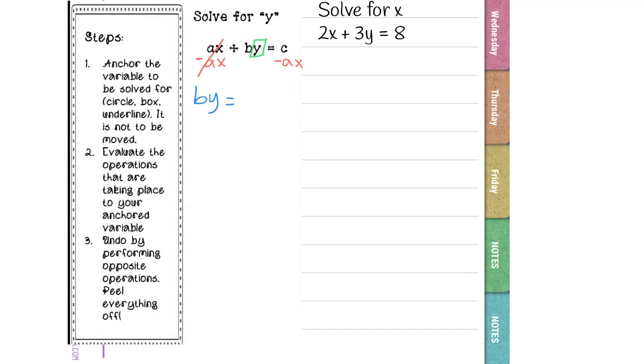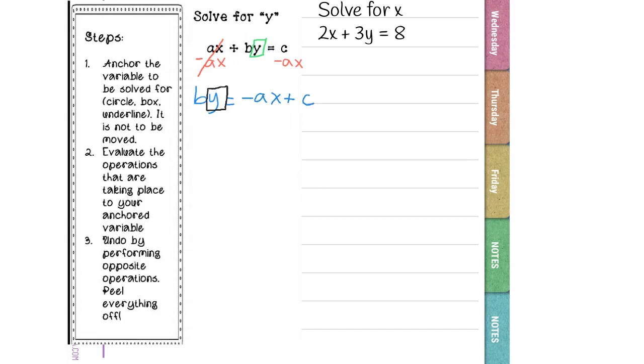By is equal to, again, this is my constant right here with my variable. So I'm going to write that down first, and then I'm going to write down the c. All right. So I'm going to do negative ax because that's a negative. And that c is a positive, so I'm going to do plus c. Don't forget to keep a box around that y to remind us that that is not going to be moved. That is what we're solving for.